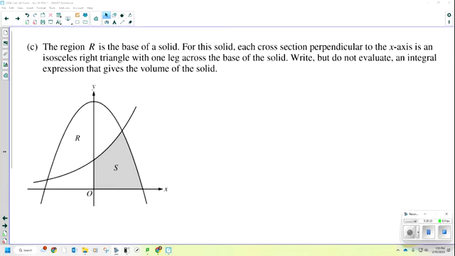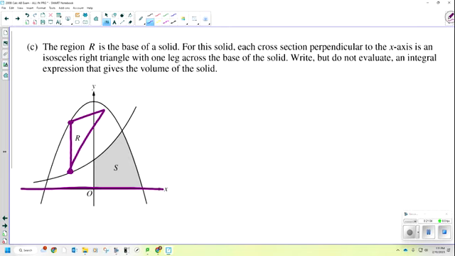Last, certainly not least, probably the easiest one to do, even easier than 2A. The region R is the base of a solid. For this solid, each cross-section perpendicular to the x-axis. What does that mean? That means the solid, the base, will start here and be perpendicular to my x-axis. So it's going to be going vertically. Is an isosceles right triangle. So if this were to come up, it would create a triangle. And one of the legs is the base of the solid.